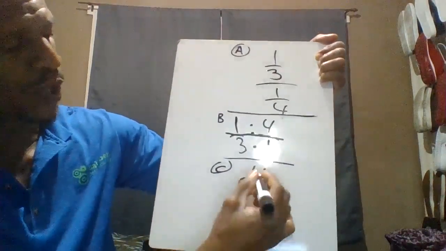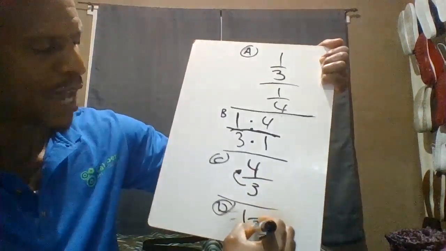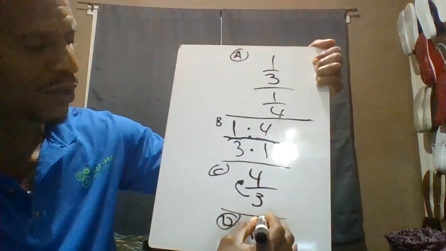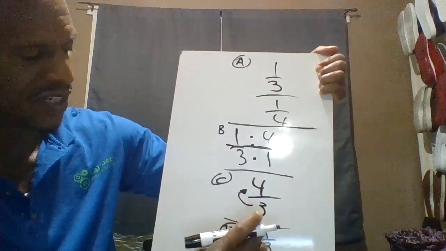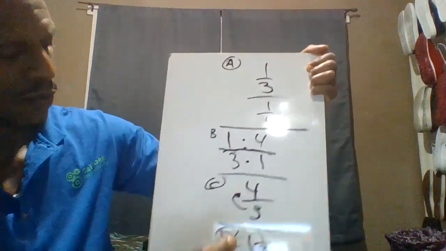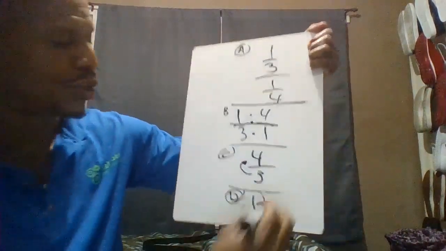So then how many sets of three are there in four? There is one. And how many of the three pieces are still left over? One. I look like a T, but you get the idea. One. Okay.